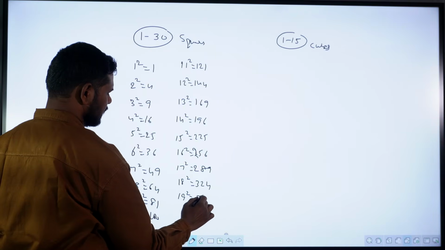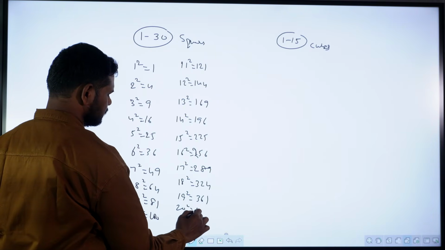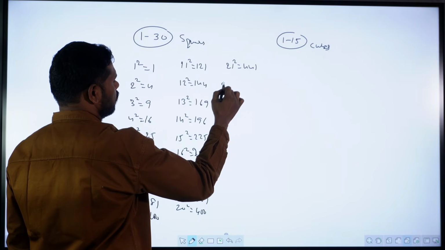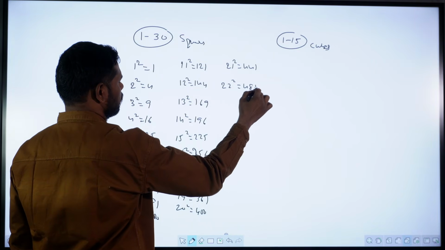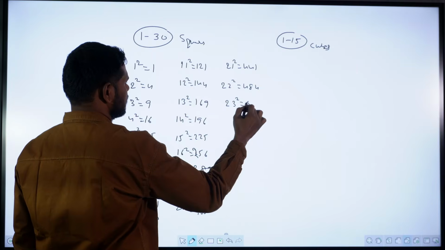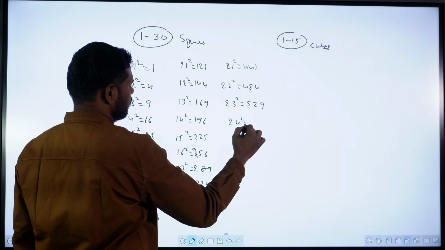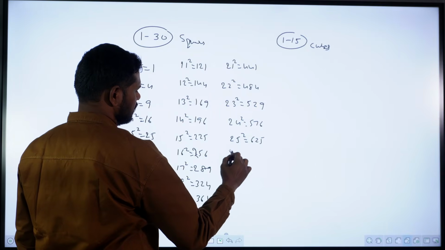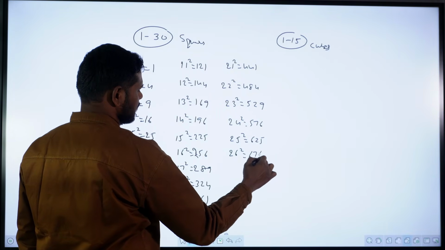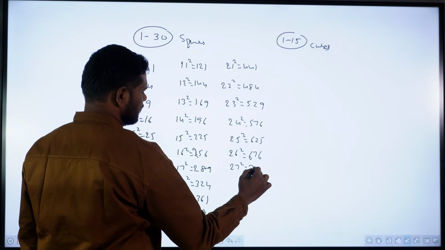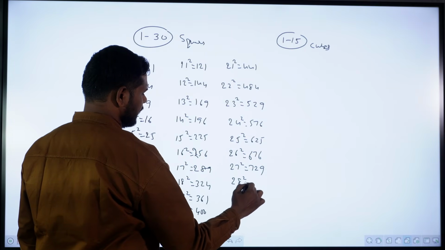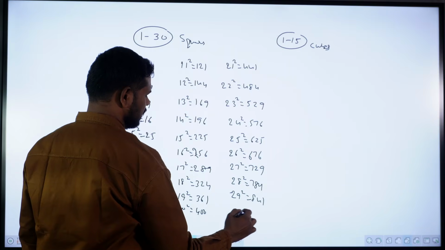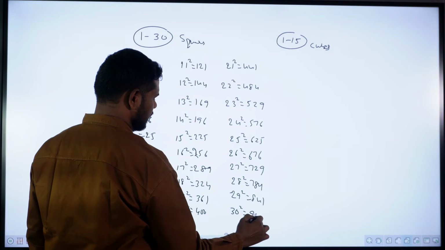324, 19 square 361, 20 square 400, 21 square 441, 22 square 484, 23 square 529, 24 square 576, 25 square 625, 26 square 676, 27 square 729, 28 square 784, 29 square 841, 30 square 900.